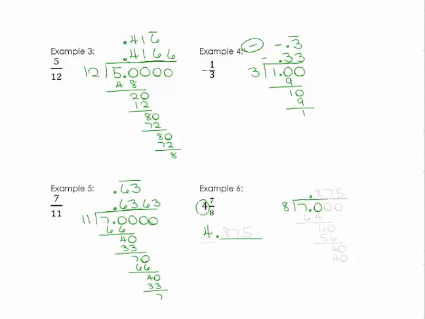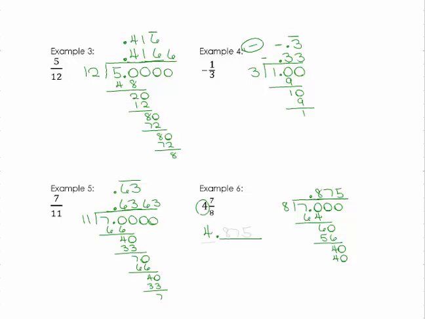8 will go into 70, well, 8 times. 64, subtract, and that's going to be 6, bring down another 0. 8's going to go into 60, 7 times. 7 times 8 is 56, subtract, have a 4, bring down another 0. 8 goes into 40 5 times, and that's the end of it.